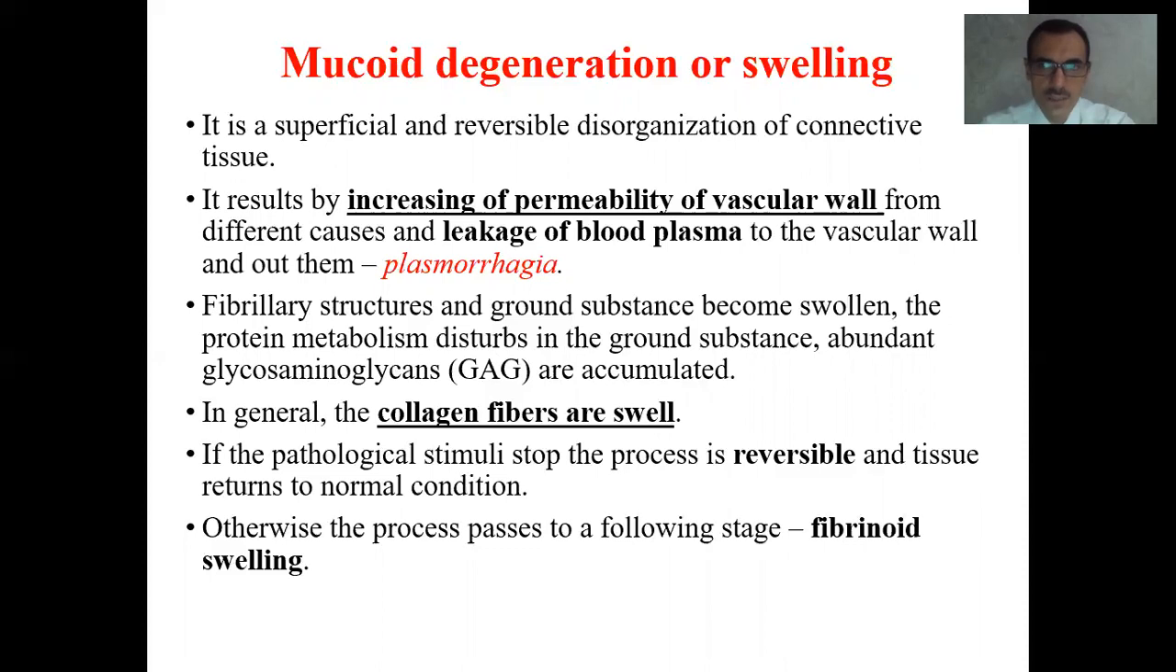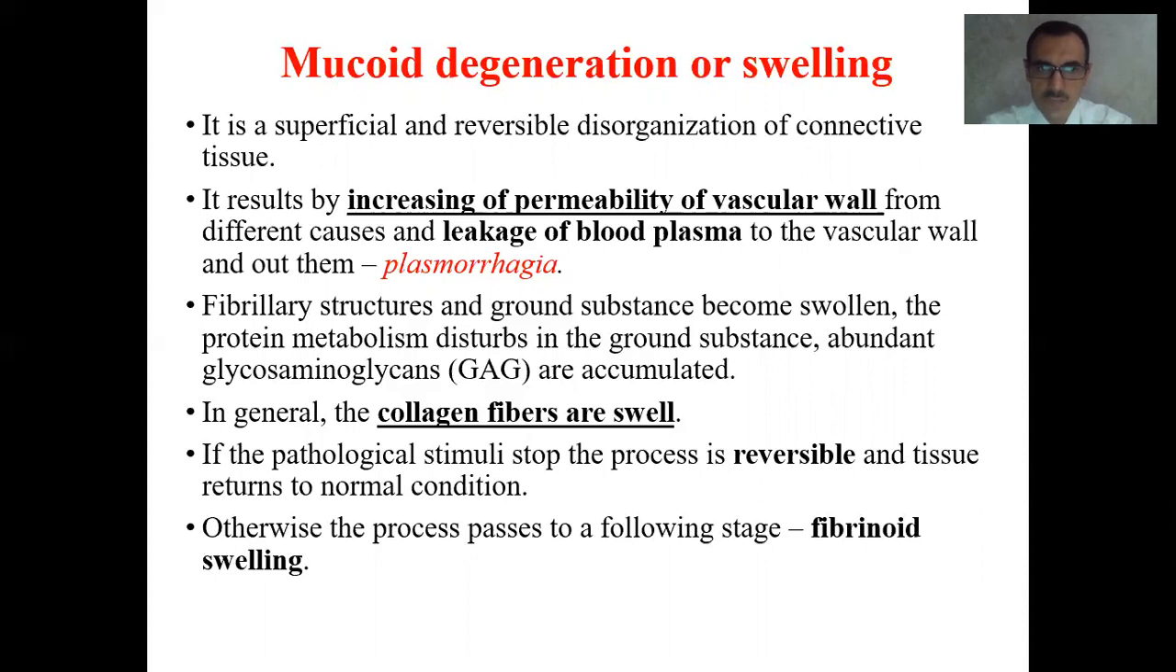The first stage of the extracellular proteinaceous degenerations is mucoid degeneration. It is a superficial and reversible disorganization of connective tissue. It results from increased permeability of the vascular wall from different causes and leakage of blood plasma into and out of the vascular wall, which we call plasmorrhagia. The fiber structures, such as the collagen fibers, elastic fibers, and ground substance or amorphous substance, become swollen, and the protein metabolism is disturbed in the ground substance.